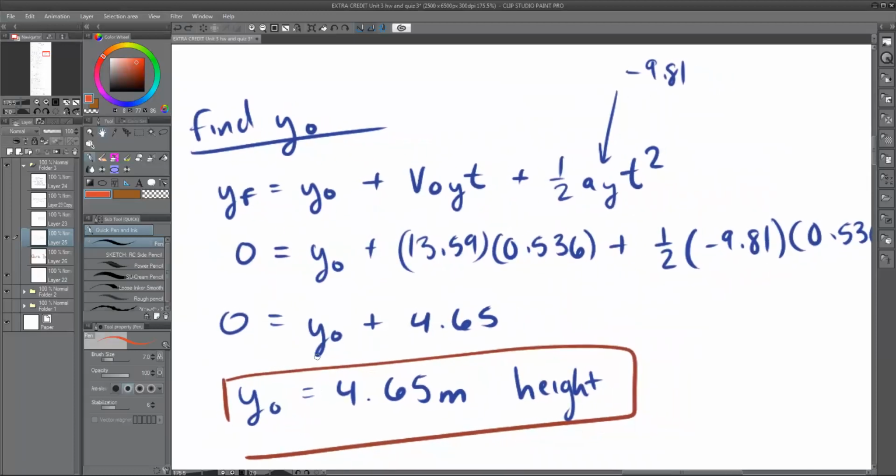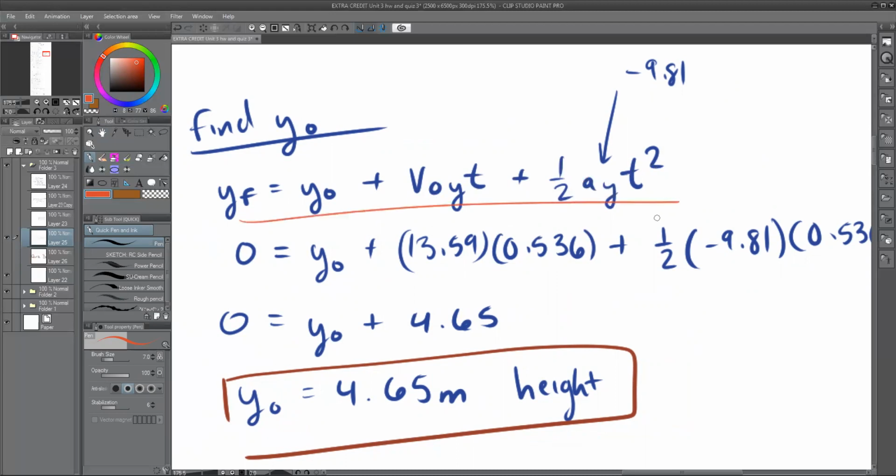And now that we know t, we can find y initial. So we put in the exact same equation. So y final equals y initial plus the initial y component of velocity times t plus 1/2 the acceleration of the y component times t squared.